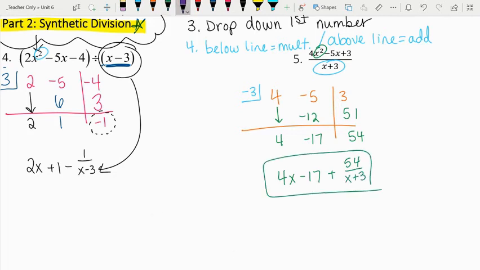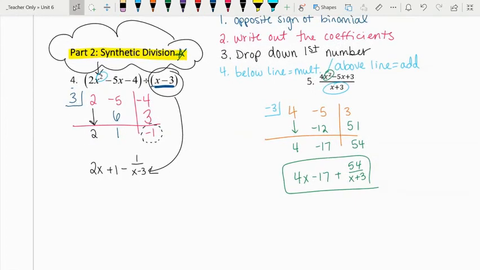You're not always going to get a remainder. In fact, in your homework tonight, I don't think that you're going to have very many at all that have remainders, if at all.